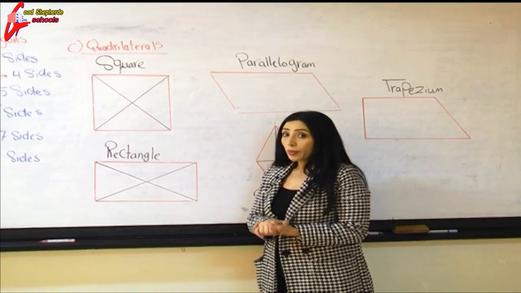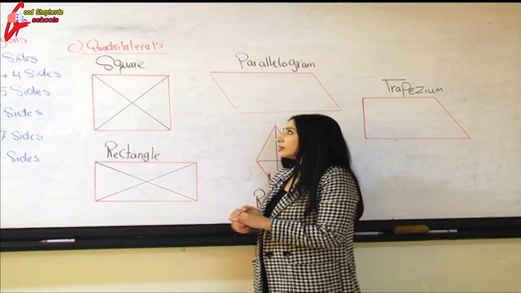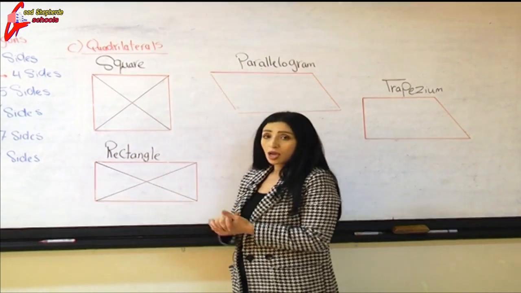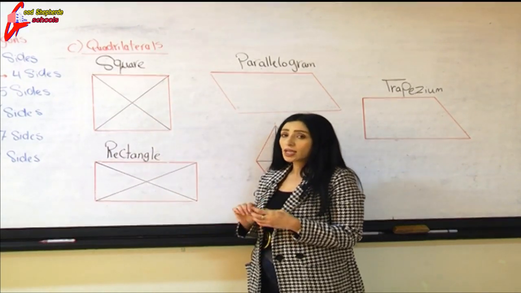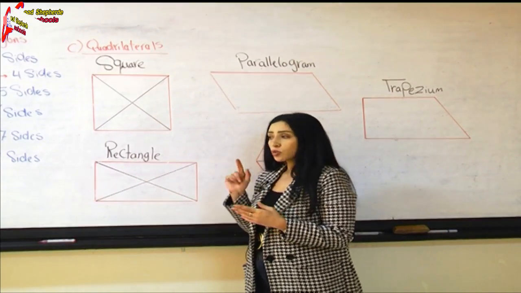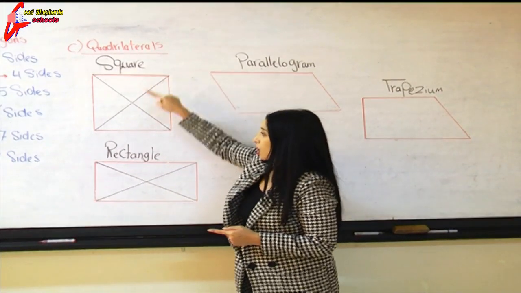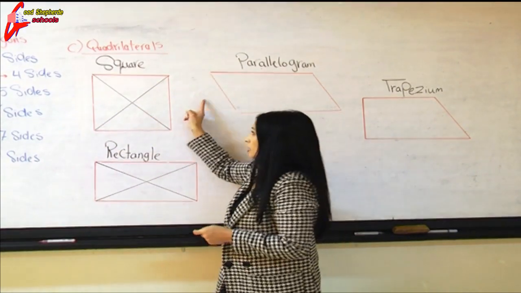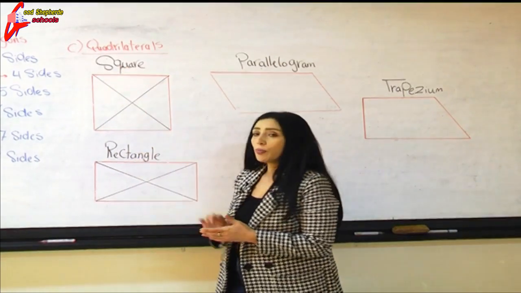Square. We will talk about the first thing, its sides. Sides of square: it has 4 sides, all of them are equal in length. Each two opposite sides are parallel. All sides are equal in length, and each two opposite sides are parallel.